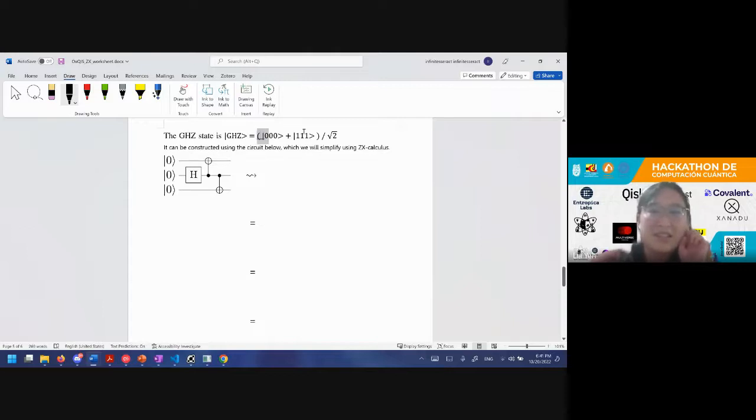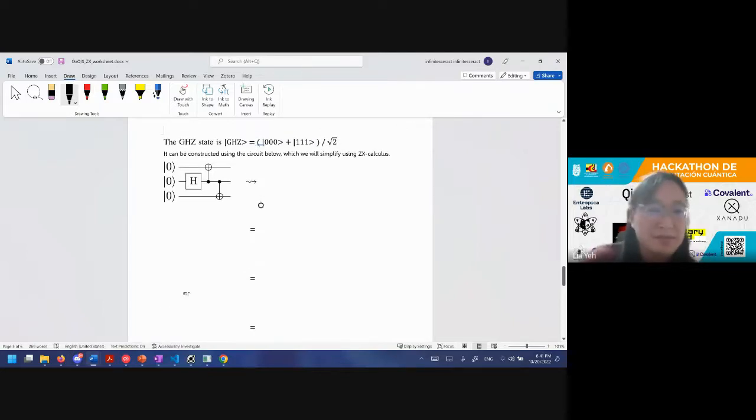So the GHZ state is this one. It's the equal superposition of all zeros and all ones for three qubits. It's the generalization of the Bell state.